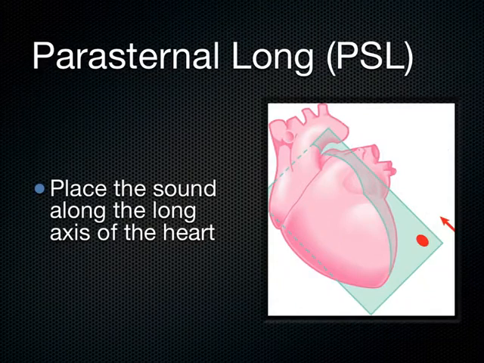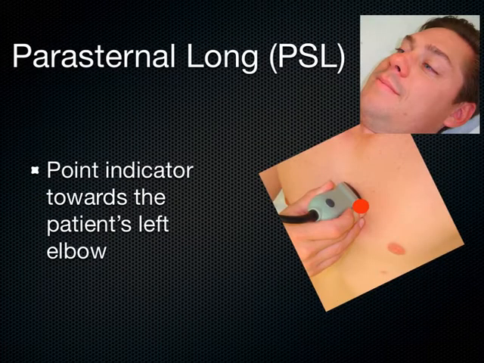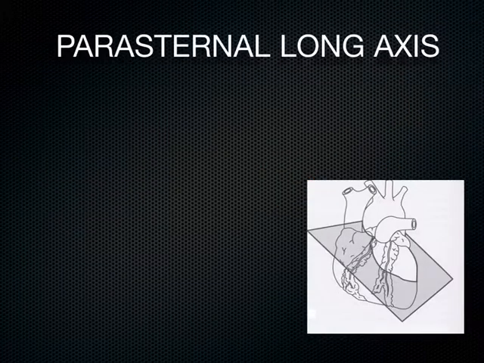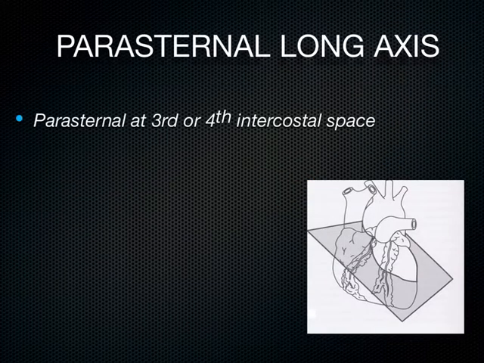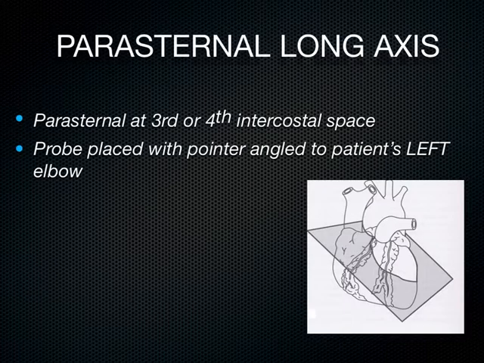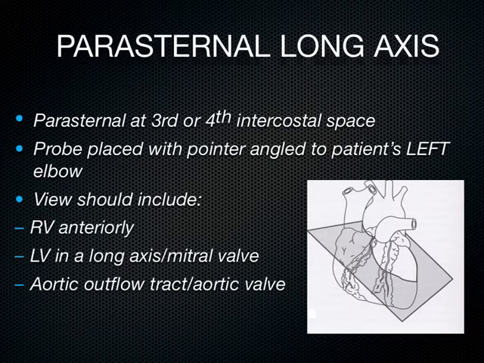Now, parasternal long, we're going to aim that indicator along the long axis of the heart with the indicator down towards the patient's elbow, and that gives us that long axis. It's at the third or fourth intercostal space, generally speaking. The indicator to the patient's left elbow, sometimes it's towards the patient's left hip in that general vicinity.